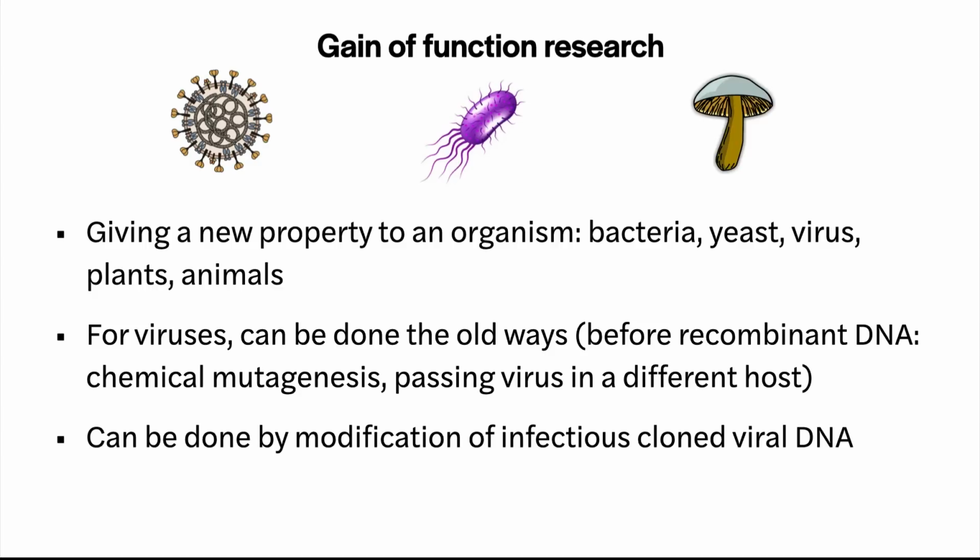And for viruses, you could do it in the old days before recombinant DNA. You could take a virus and let's say you wanted to get a virus to grow in mice that doesn't usually grow in mice. You could just keep passing it from one mouse to another until you got a variant that did that. That would be a gain of function for that virus. Now, nowadays, you could take the DNA of the virus and modify it in a way to give it a function. So there are two ways to do gain of function.